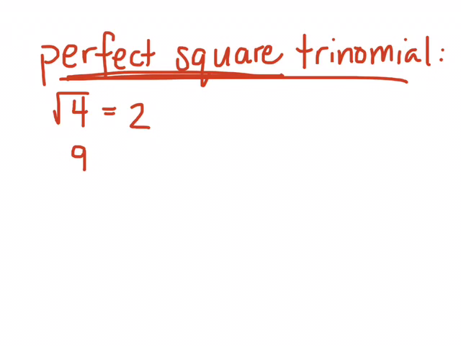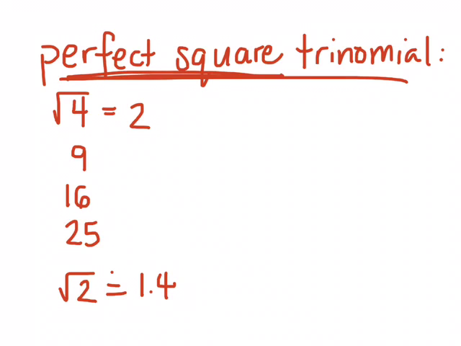9 is a perfect square. 16, good. 25, and so on. These are all perfect squares because the square roots are whole numbers. They're not going to be decimals. Is 2 a perfect square? What's the square root of 2? Okay, so I'll round it off to approximately 1.4. So that's not a perfect square.